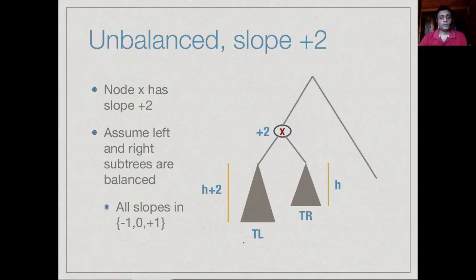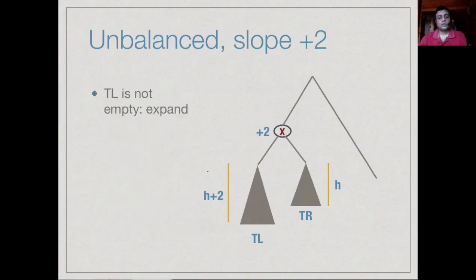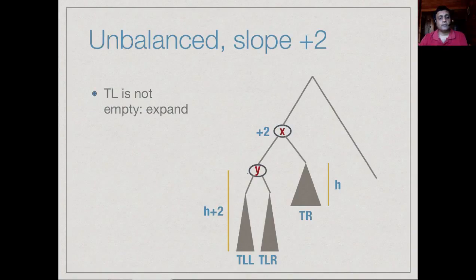Now recursively we are going to assume that all the slopes here and here are at most plus 1 or minus 1. So we are assuming that everything below this has been fixed and the only imbalance in this subtree at x is at x itself. Since the left has height h plus 2, and h can be at smallest 0, it has height at least 2, so there is at least one node here. We will expand this by exposing its root, and the root will have in general 2 subtrees. Now this whole thing has height h plus 2.